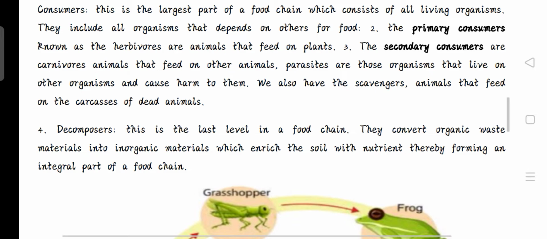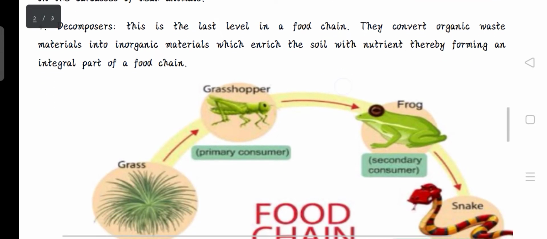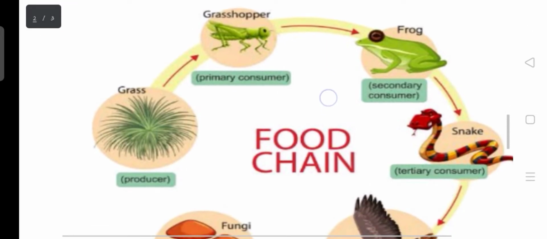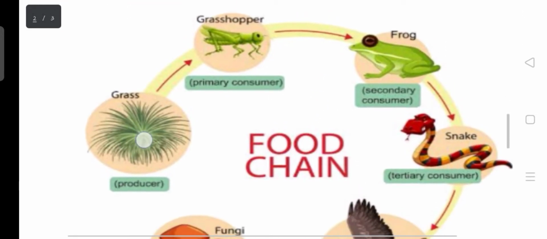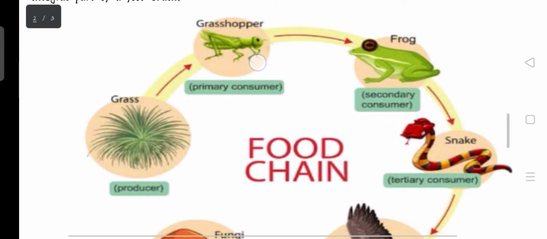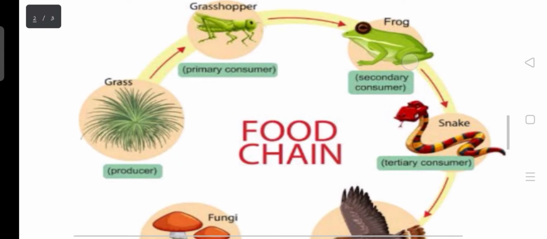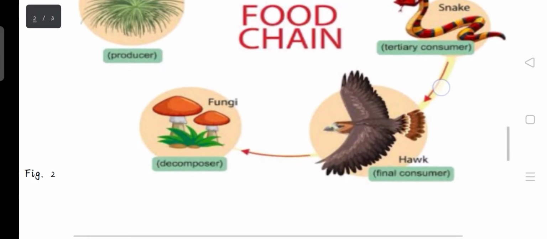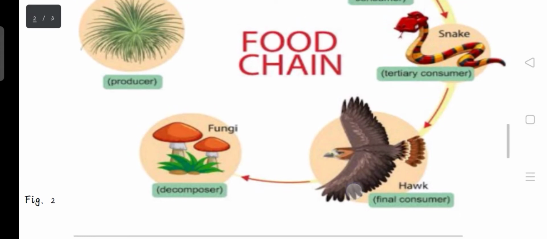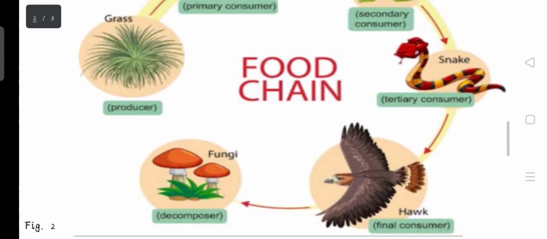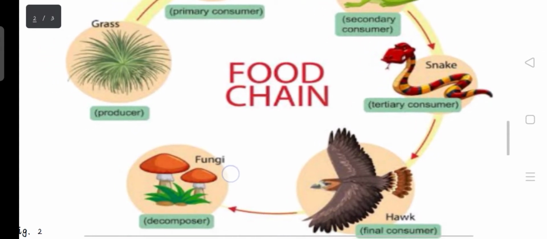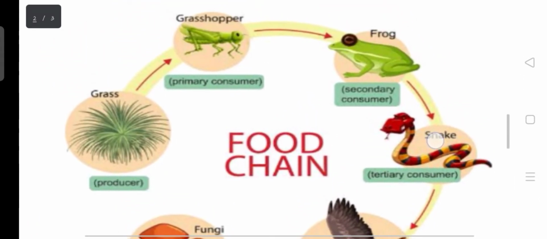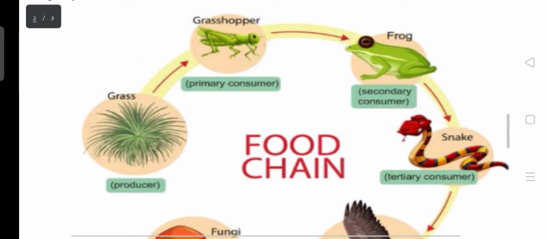This increases the fertility of the soil, which helps in the growth of plants that the producers feed on. So when you take a look at this picture, you can see the producer, which is a grass, the primary consumer, which is a grasshopper, the frog, which is a secondary consumer, the snake, the tertiary consumer, and the hawk, which is the final consumer. Then we have the fungi or the bacteria, which are the decomposers. Here, the final consumer and the tertiary consumer are all under the secondary consumers. Some people can decide to split them this way, while some can just generally call them the secondary consumers.